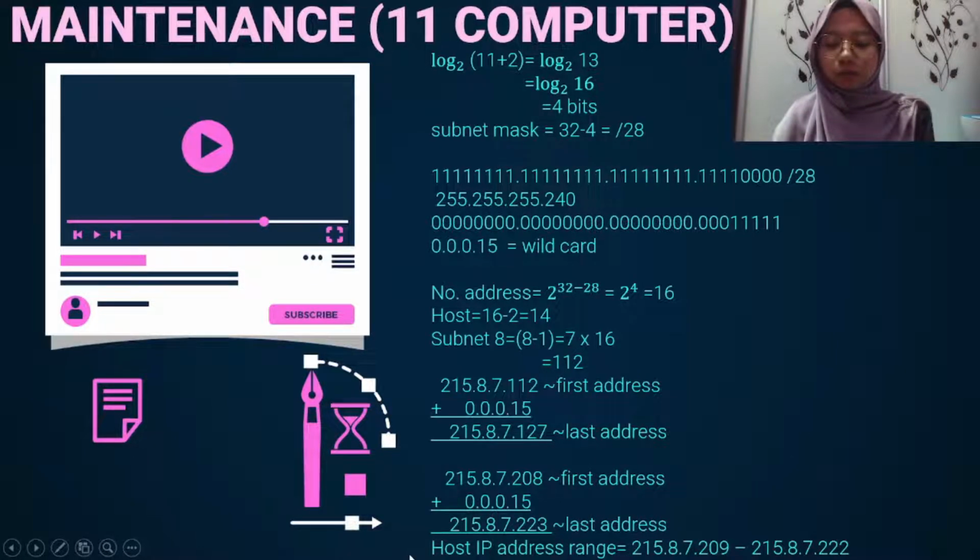So the IP address range is 215.8.7.209 to 215.8.7.222. We just add 1 to the first address 208, then we get 209, and for the last address we minus 1, we get 222.